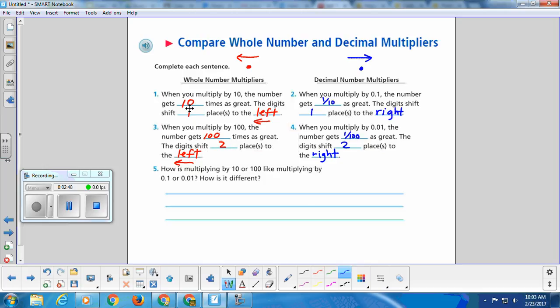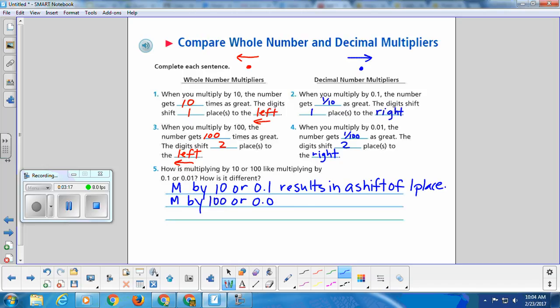Well, M is multiplying, I'm just going to use this for shortness. Multiplying by 10 or a tenth results in a shift of how many places? One place. That is a similarity, right? Multiplying by 100 or a hundredth results, you guessed it, in a shift of how many places? Two places.